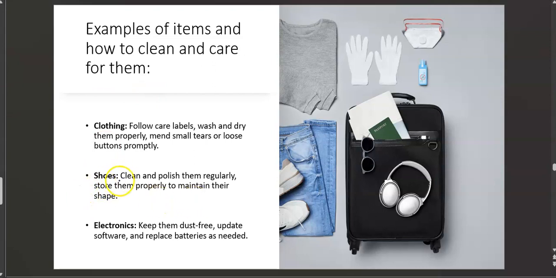Another item is shoes. Clean and polish them regularly. Store them properly to maintain their shape. You have your school shoes. When you're out from school, make sure you polish your shoes, clean your shoes well, and then store them in a place where they are neat and where you can see them so that people cannot step on them. So when you wake up for school, you are ready to wear them and go to school. This is one way of maintaining them and keeping them in shape.